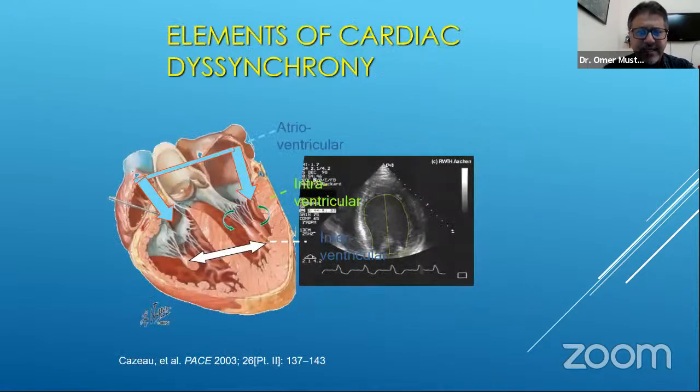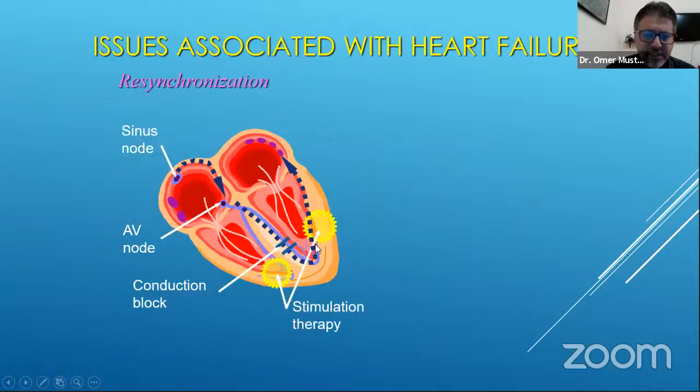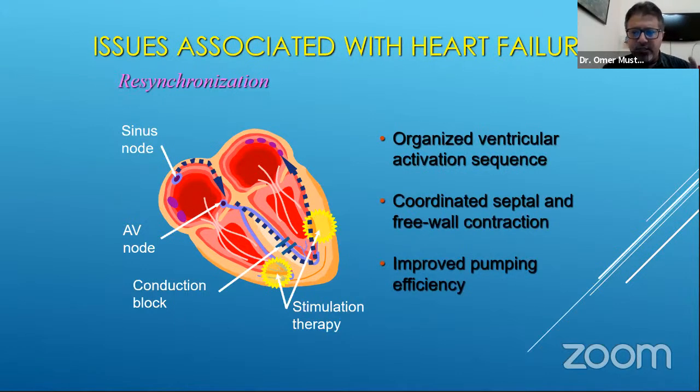This is just a diagram showing what types of dyssynchronies happen. We can have atrioventricular dyssynchrony, intraventricular dyssynchrony, and interventricular dyssynchrony, all leading to cardiac dilatation and decrease in contraction. So these are the stimulation therapy sites, close to the sinus node, the RV and the lateral wall, which we reach through the coronary sinus. So these improve the coordination and improve the pumping efficiency of the heart.